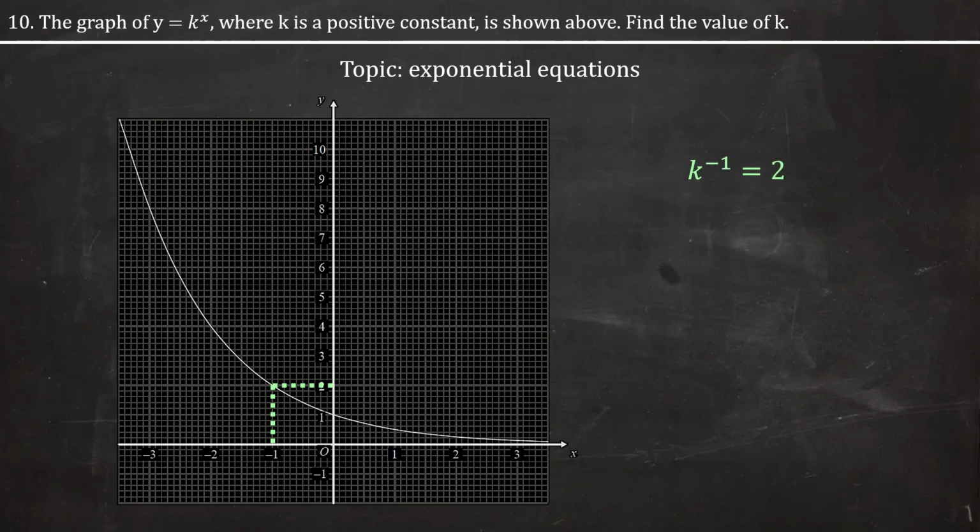Now I just need to do a little bit of solving. K to the minus 1 is 2. Remember, when you have a negative power, you flip the fraction. That means that 1 over k is equal to 2. Then that's simple solving. Times both sides by k, I get that 1 is equal to 2k. Divide both sides by 2, I get that k is equal to a half.